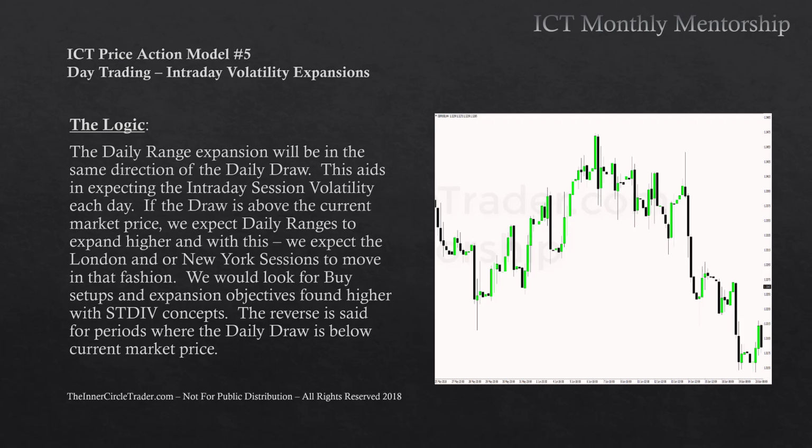This aids in anticipation and expecting the intraday session volatility each day. Now, if the draw is above the current market price, we expect daily ranges to expand higher, and with this, we expect the London and or New York sessions to move in that fashion. We would look for buy setups and expansion objectives found higher by using standard deviations with intraday volatility concepts. The reverse is said for periods where the daily draw is below current market price.